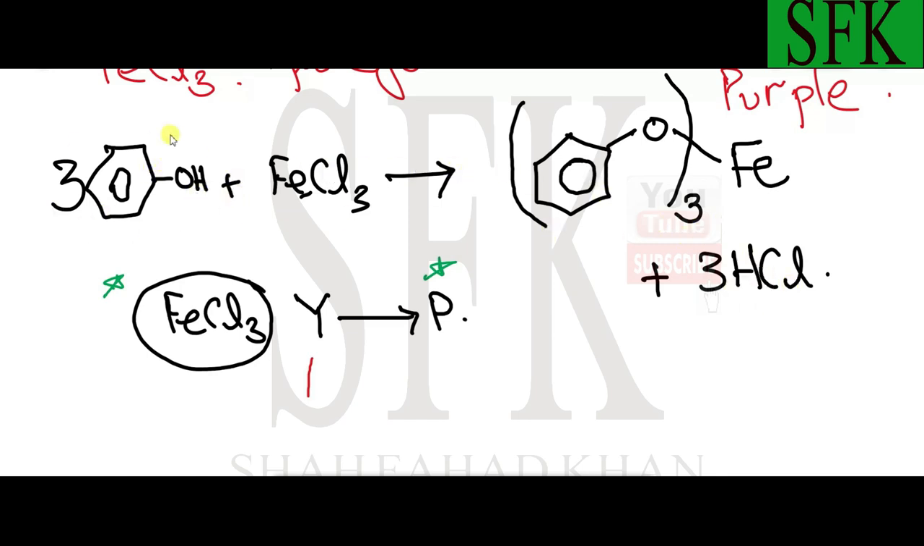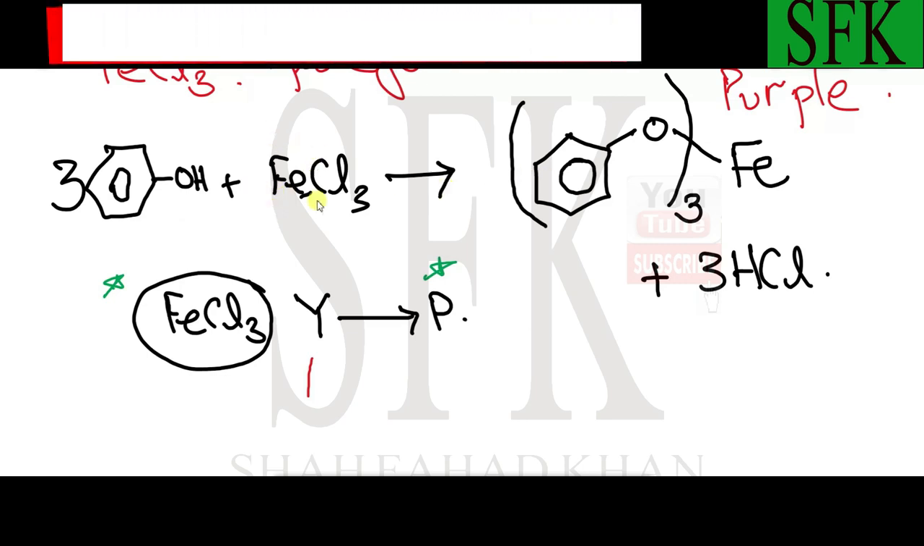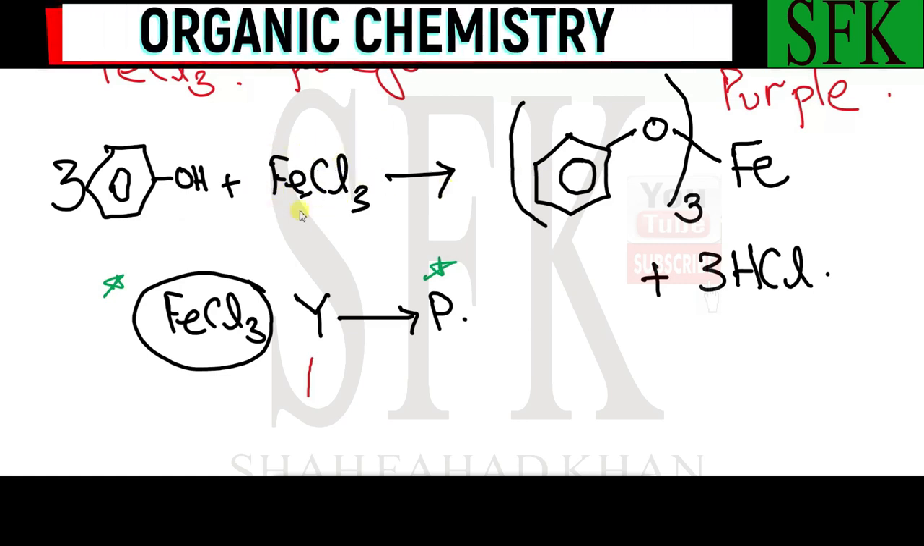Basically 3 molecules of the phenol combine with the iron, replacing the 3 chlorine atoms and removing the 3 hydrogen atoms from the phenol, forming this compound and the HCl molecule. This compound is purple in color and FeCl3 is pale yellow in color.